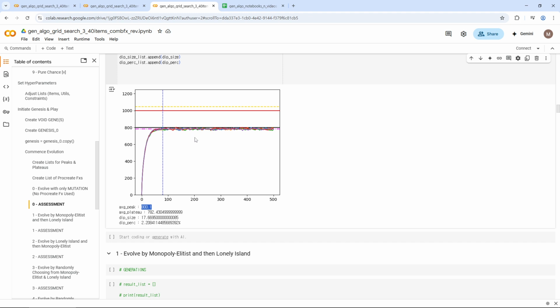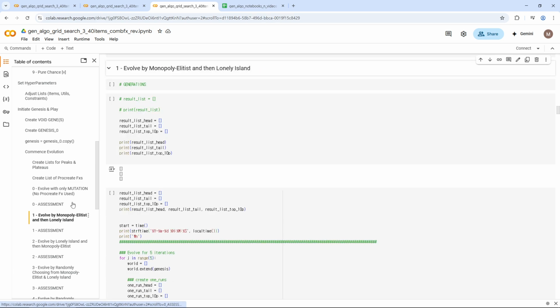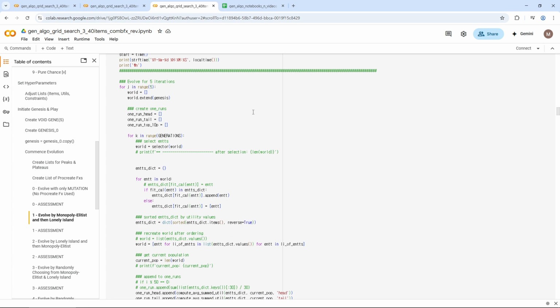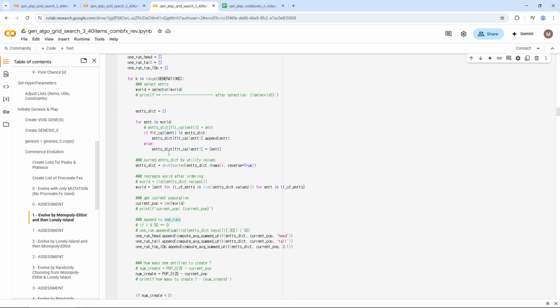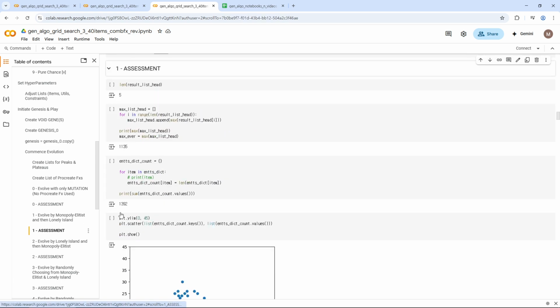But we can say there's almost no dip, because the dip size is only 17, and the dip percentage in change is only 2.2%. And next up, we evolve the entities by using the Monopoly Elitist first, and then switch to Lonely Island. For example, in this instance, we switch after generation 80, and here are the results.